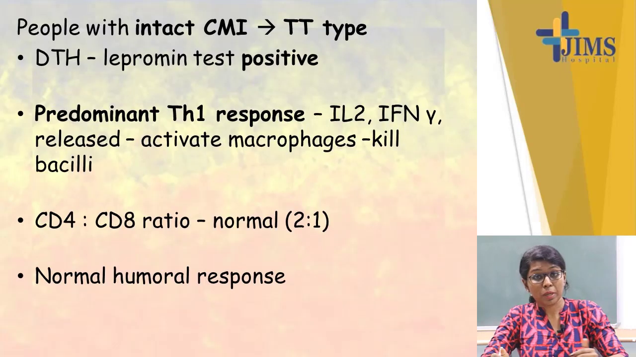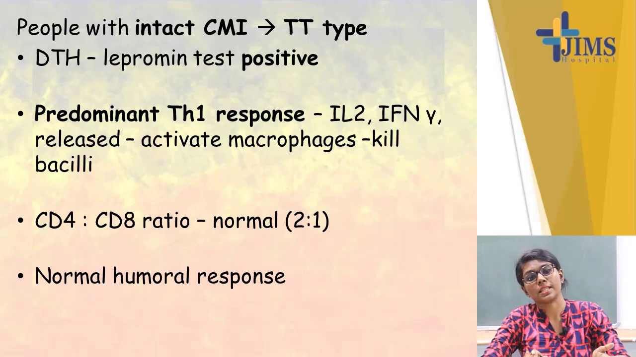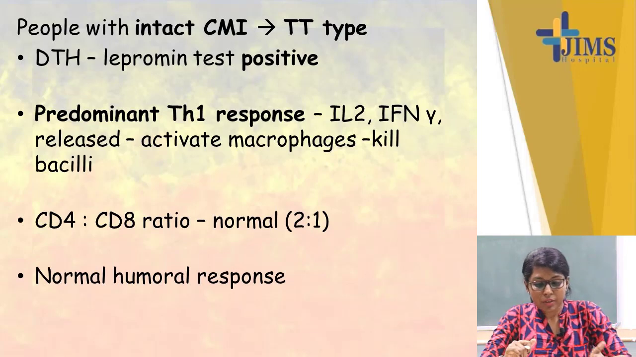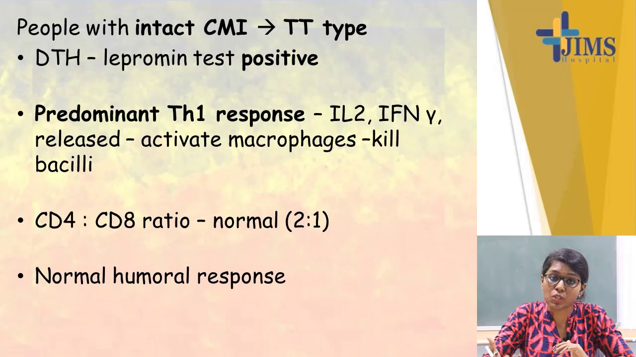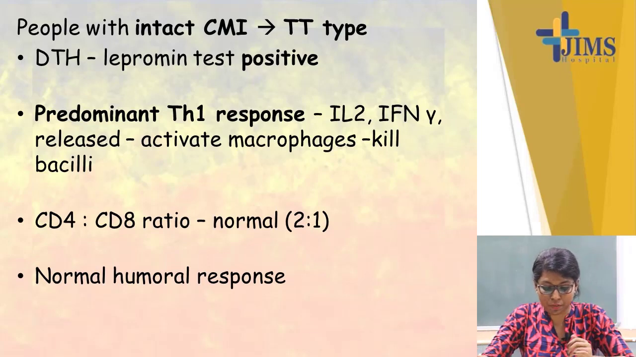Okay, now the second group, people with intact CMI, their cell-mediated immunity is not impaired. In that case, they have the TT type, meaning tuberculoid leprosy type. Here, the reverse happens, meaning DTH. There you can observe the delayed type hypersensitivity, and as a result of which Lepramin test is positive.